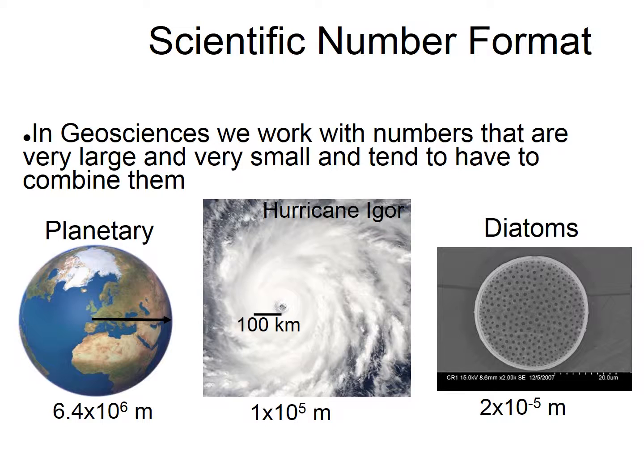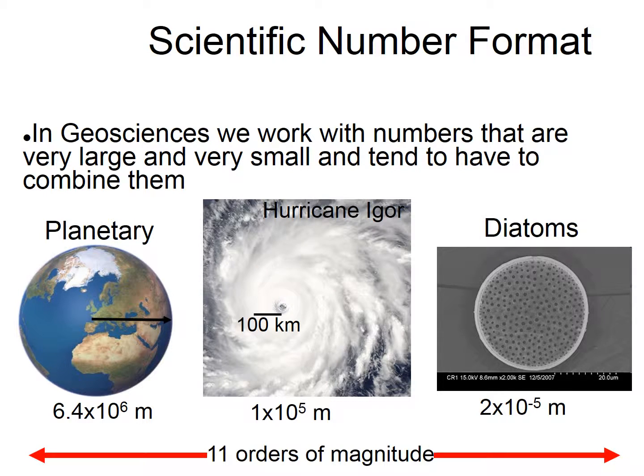With the minus 5, 2 times 10 to the minus 5 is the same as saying 2 times 1 over 10 to the 5. So that's the same as 2 divided by a big number, which is a tiny little number. So these are the kind of orders of scale, 11 orders of magnitude.